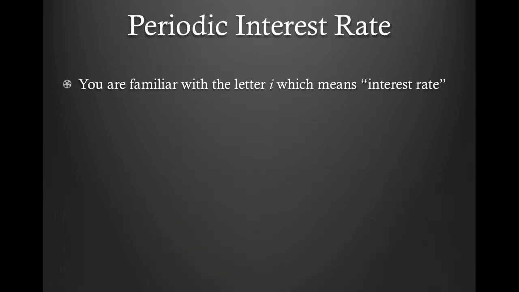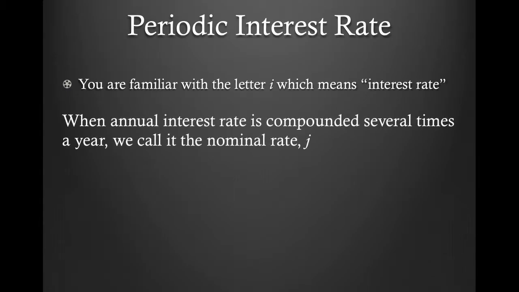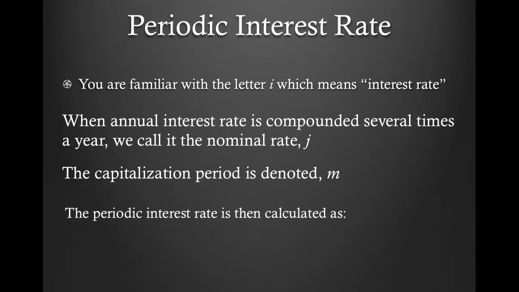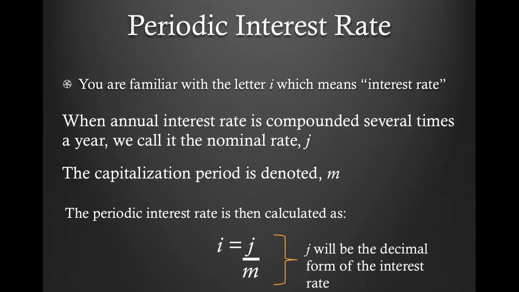You're already familiar with what the letter i means. We've seen it as the interest rate, and it's always in decimals. When an annual interest rate is compounded several times a year, we call it the nominal rate, j. The capitalization period, based on the numbers I gave you in the last slide, is called m. When we have a periodic interest rate, we calculate it as i equals j over m, where j is the annual interest rate and m is the capitalization period. j will be the decimal form of the interest rate, which you've been used to already changing.